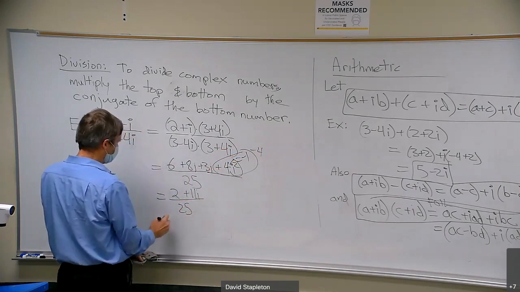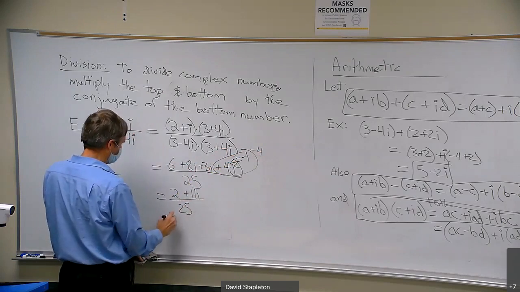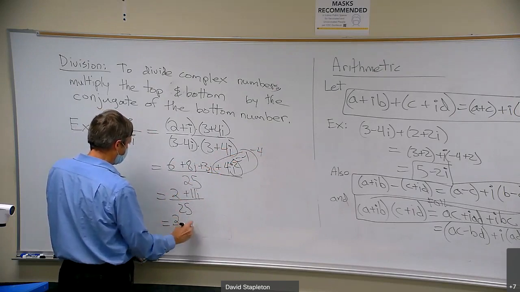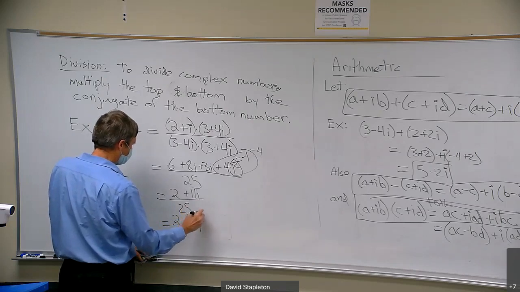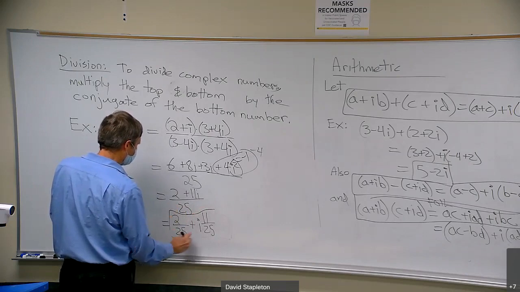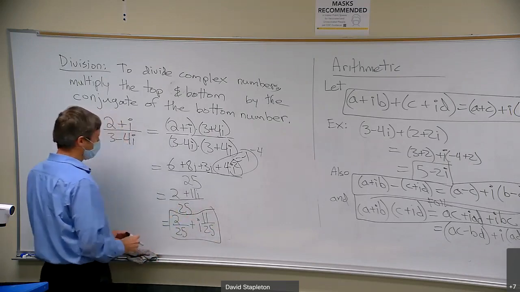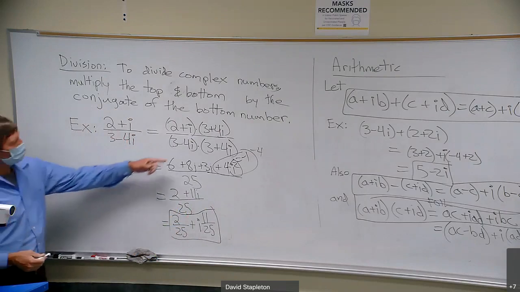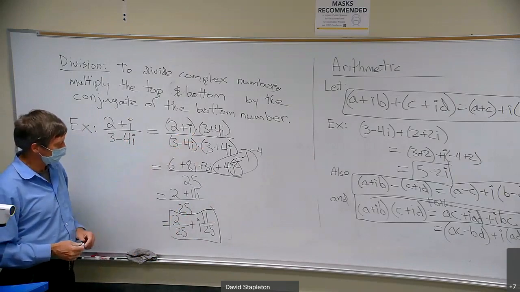Evidently, the quotient of these two complex numbers is 2 over 25 plus i times 11 over 25. There it is. The quotient of complex numbers is again a complex number. And you can get it by multiplying the top and bottom by the conjugate of the bottom.